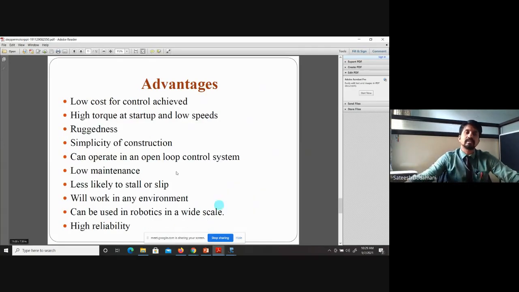Now, if you consider the advantages, it has low cost for control achieved, and high torque at startup and low speeds. It is very robust, strong, and simple in construction. It can operate in an open loop control system. This is a very important point. Then it has very low maintenance because brushes are not there, commutator is not there, so it is less likely to stall or slip. It will work in any environment, can be used in robotics on a wide scale, and has high reliability.